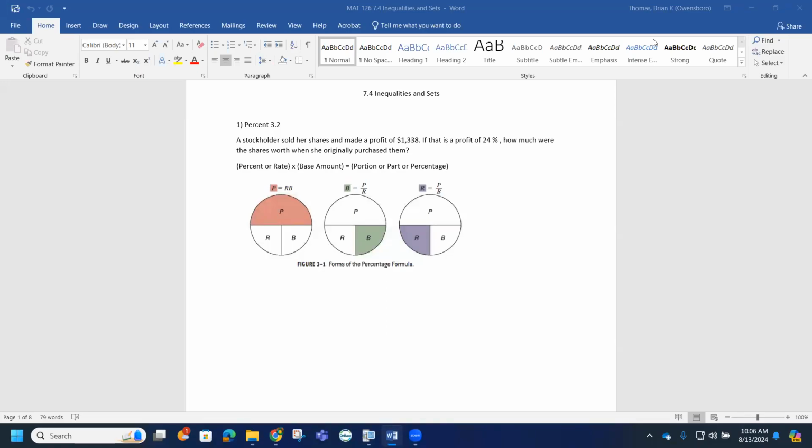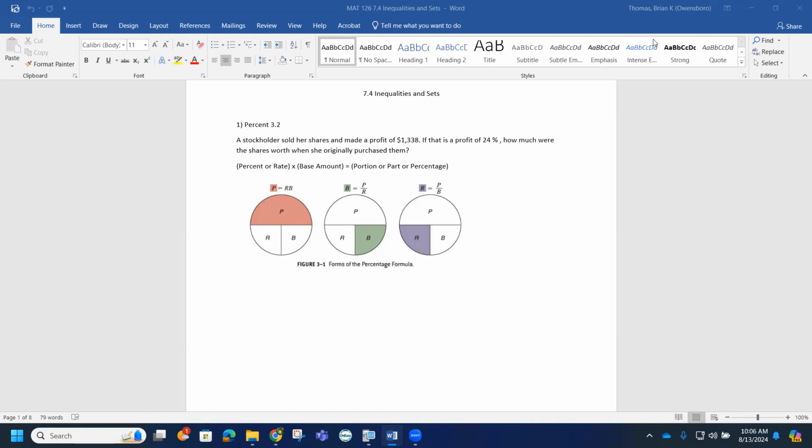So this is going to be a review of some basic concepts. This is back in chapter 1, section 3, working on percent. So let's look over a review of a percent type of question. A stockholder sold her shares and made a profit of $1,338. If that is a profit of 24%, how much were the shares worth when she originally purchased them?